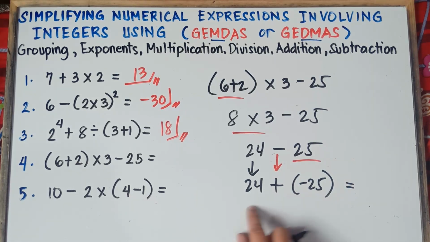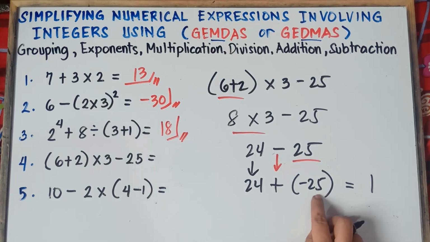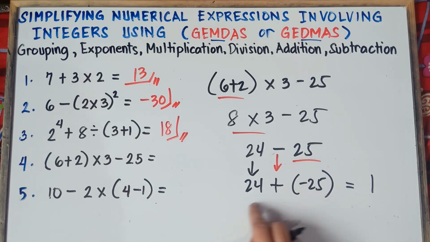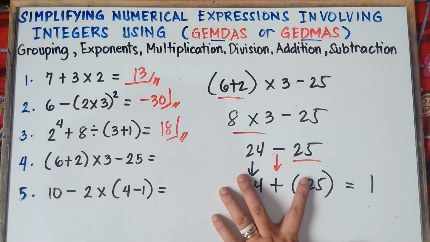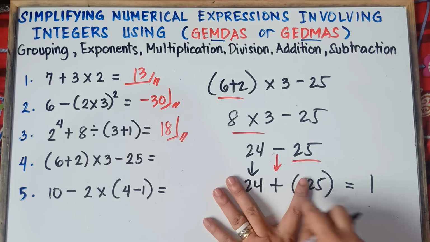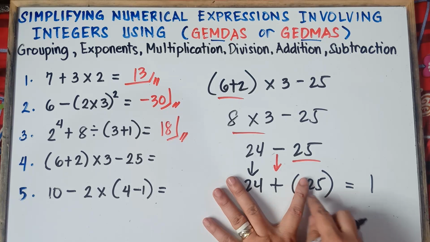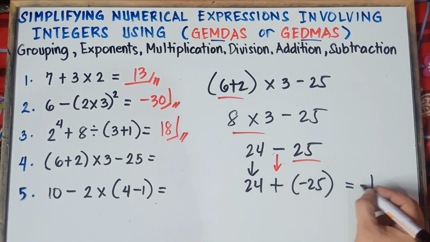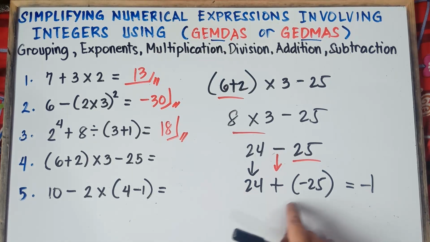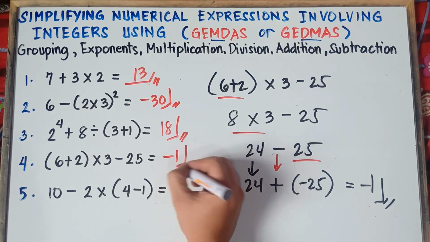If the signs are not the same, you subtract. 25 minus 24, that is 1. Now 25 is greater than 24. We copy the sign of 25. Once again, class, unlike signs, positive 24, negative 25, rules in addition: if they don't have the same sign, you subtract. Ignore first the sign. That would be the bigger number minus the smaller number. 25 minus 24, that's 1. And then copy the sign of the larger number. Now 25 is greater than 24. We copy negative sign. So therefore, 24 plus negative 25, the answer is negative 1. That's it, class. That's the answer with regards to example number 4.